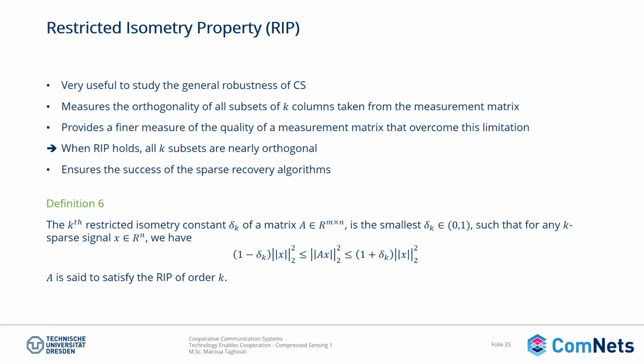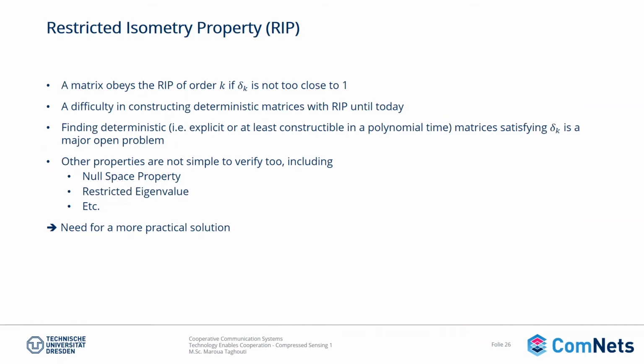we call the kth restricted isometry constant that we define by delta k of a matrix A. Our measurement matrix A is actually the smallest delta k in 0 and 1, such that for any k-sparse signal x we would have the following inequality. If this inequality holds, then we can say that A satisfies the restricted isometry property of order K. So we said that this delta K could be between 0 and 1.